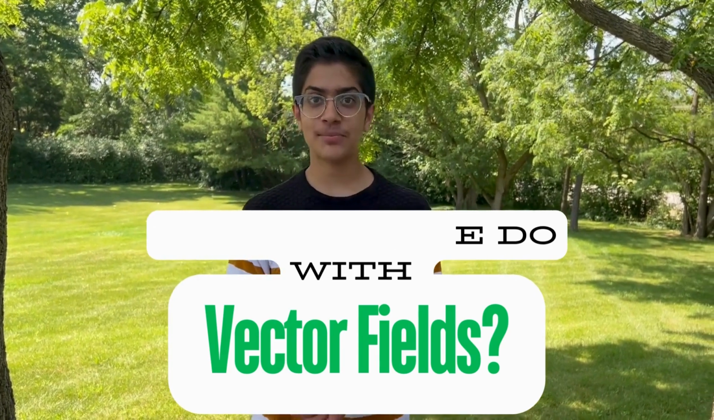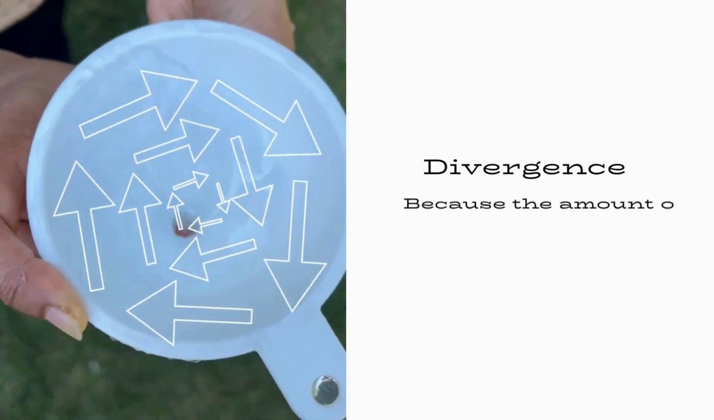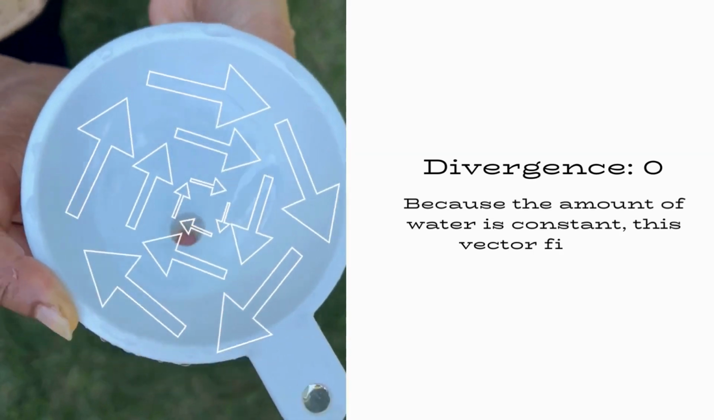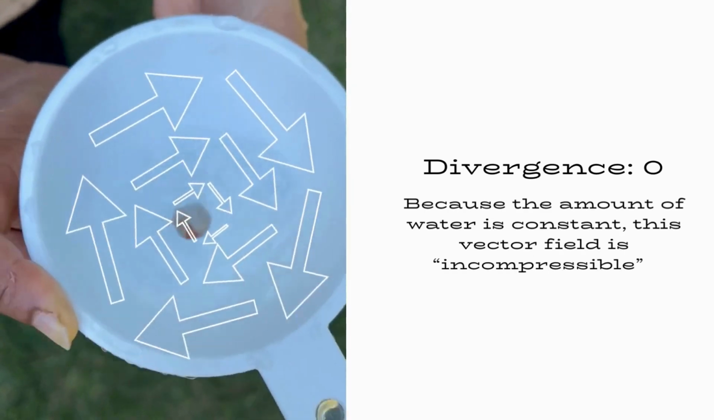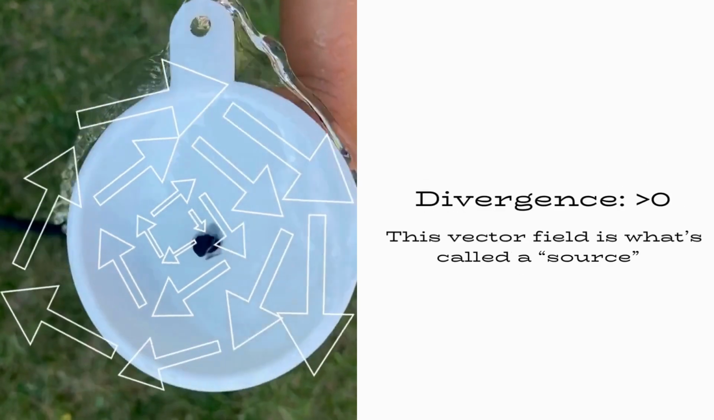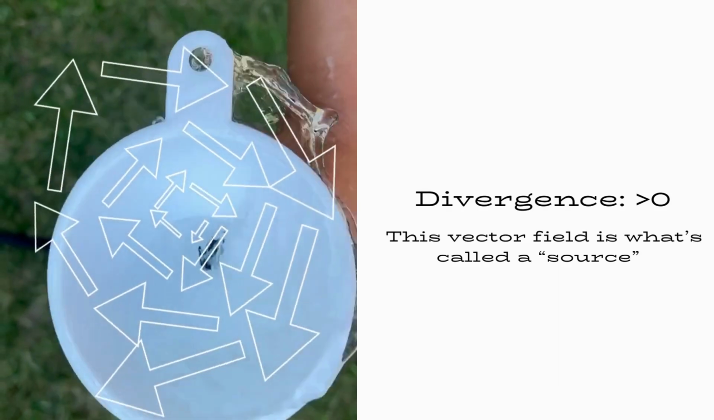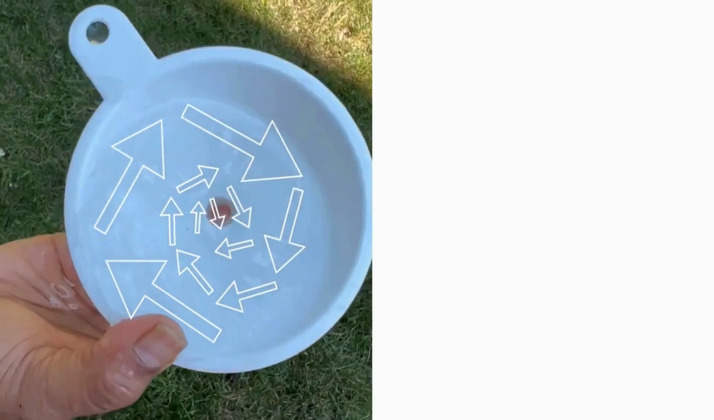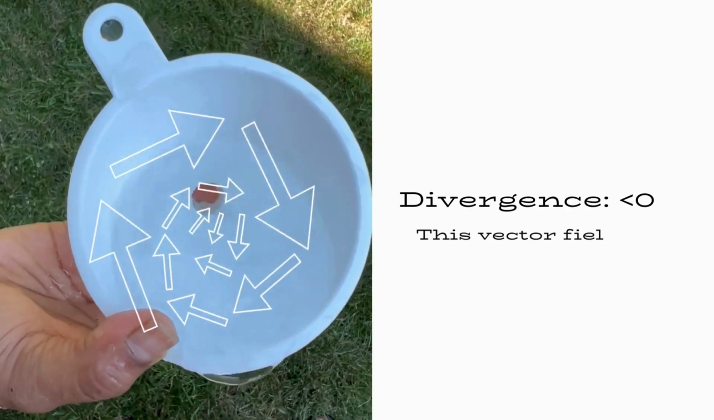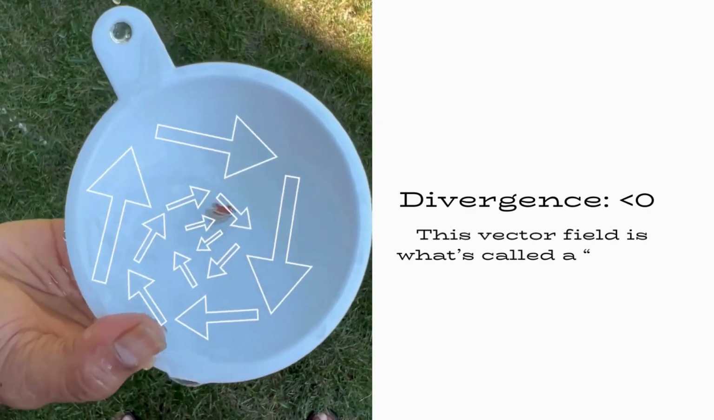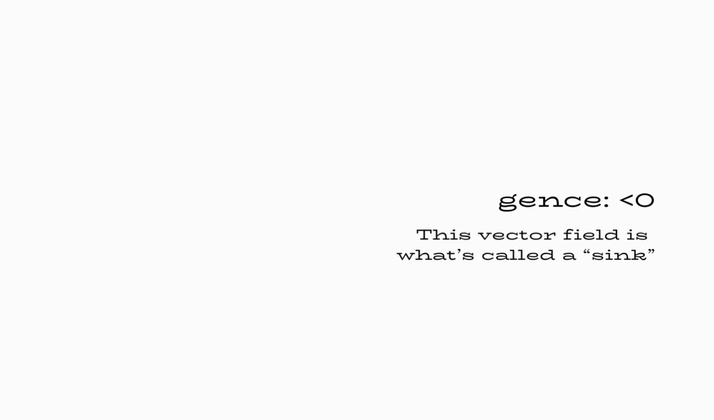Take, for example, this closed funnel. There's no water coming in or out, and so the divergence is 0. Here, there's a hose attached to the bottom of the funnel, and so there's more water coming out, and the divergence is positive. Here, the funnel is left open, and the water disappears into the center of the funnel, and so the divergence is negative.